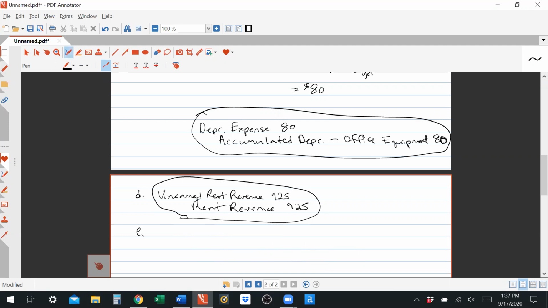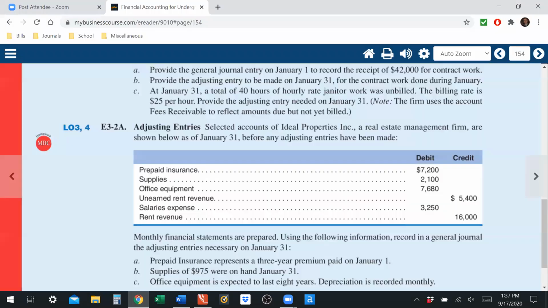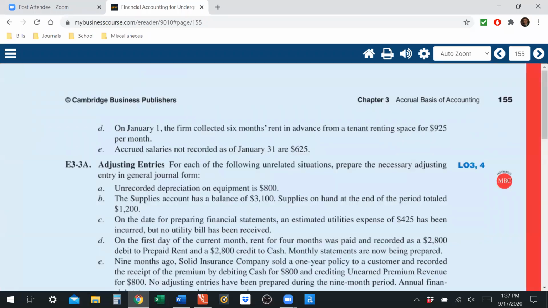Or E, accrued salaries not recorded as of the end of January are $625. This means our employees have worked for us during January. We owe them $625. We haven't paid them yet. Have we incurred an expense, even though we haven't paid them their wages yet? Most definitely we've incurred an expense.